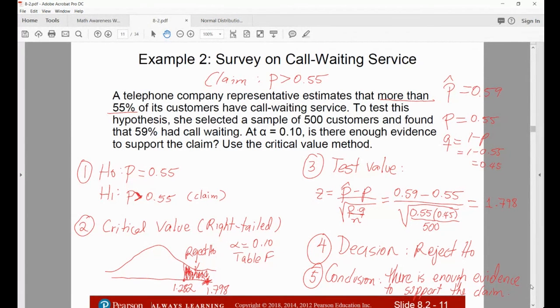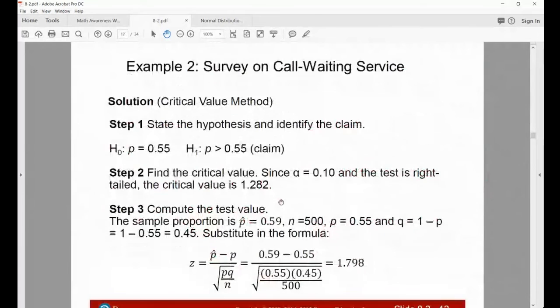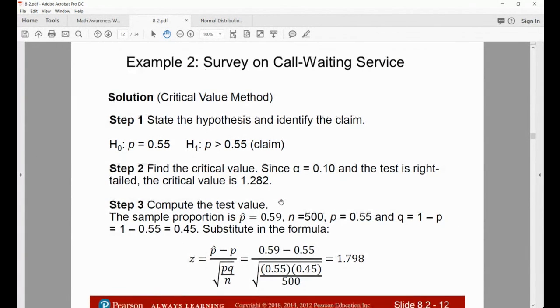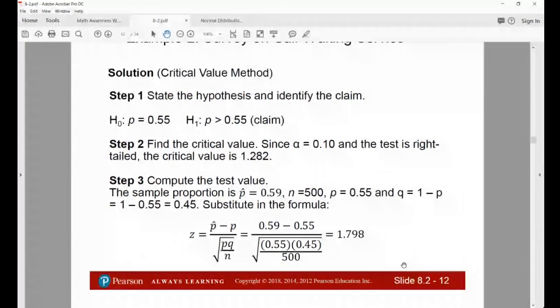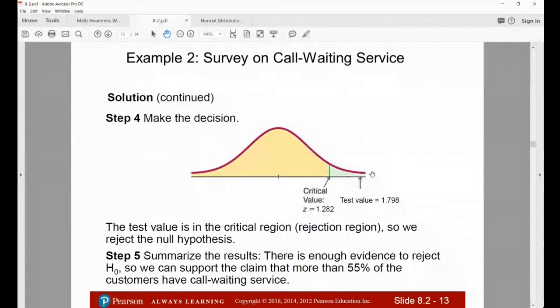So you have the answer for this problem also in the slides. The critical value, the test value. The test value falls in the rejection region, so the decision will be reject the null hypothesis. And then we say that there is enough evidence to reject the null hypothesis, so we can support the claim that more than 55% of the customers have call waiting service.